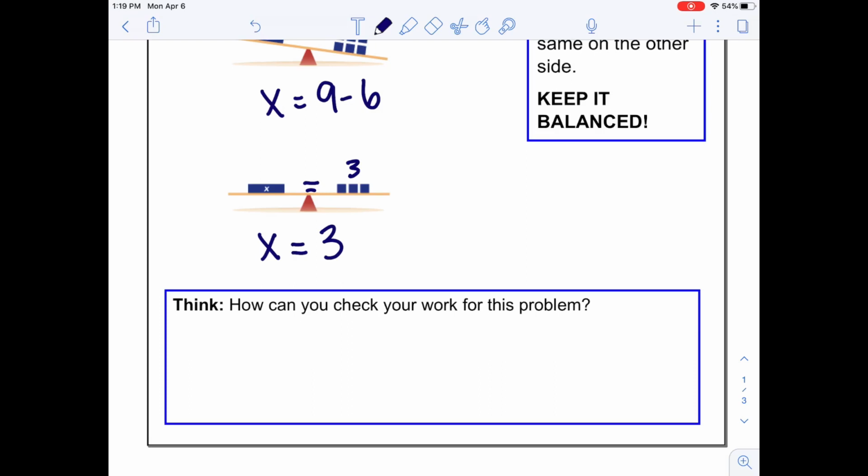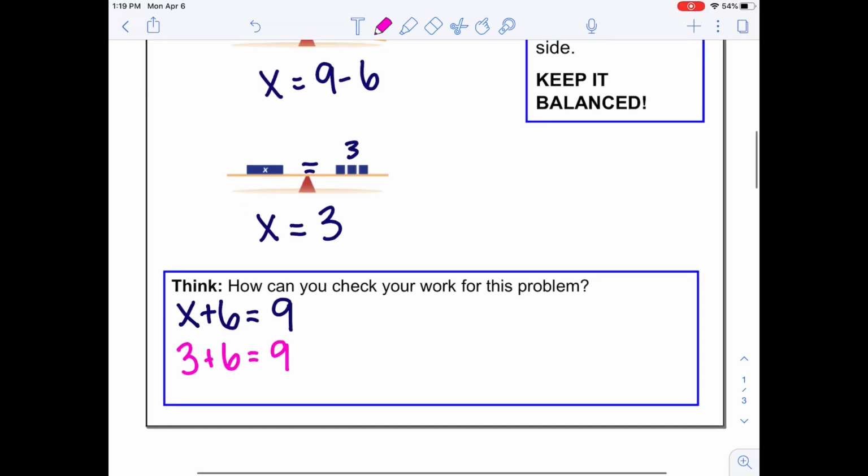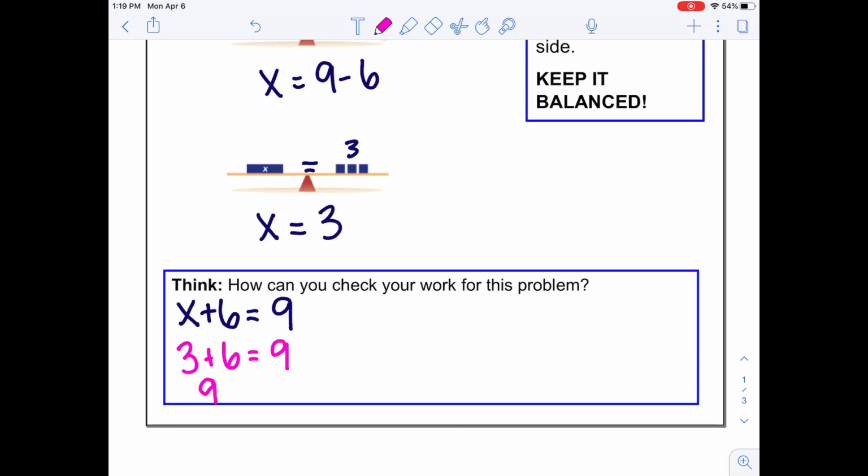Okay? So to be able to check our answer, we want to think back, what was the original equation that we started with? We had x plus 6 equals 9. To check it, we found that x could possibly equal 3. So I want to substitute 3 in for x into my original equation and solve. If I take 3 plus 6, I get 9 equals 9. They're equal, therefore x equals 3 is my correct answer.